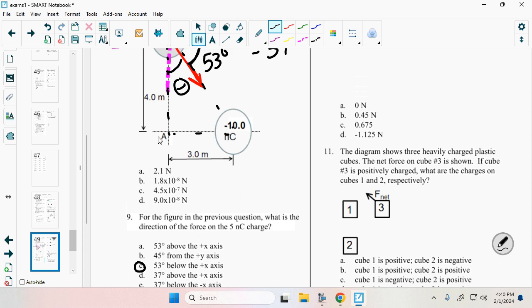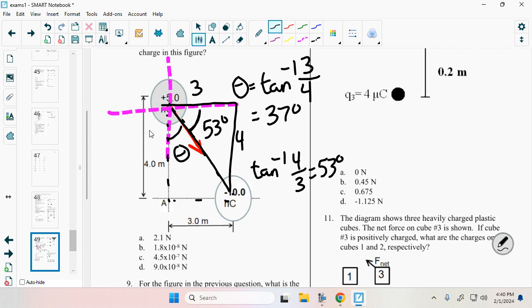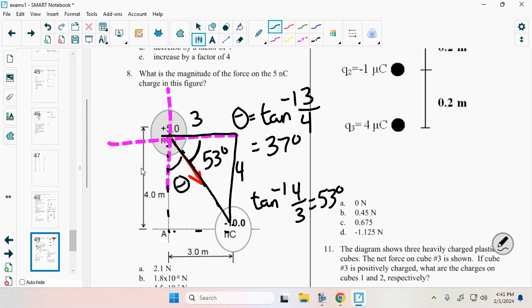So can I make a triangle with? Yeah, you could have made a triangle. You could have made this triangle right here, and this would have been 4. And to find that, you would have said the inverse tan of opposite over adjacent. How are you measuring the angle? In this one, I wanted to know the angle of the force on the 5. But as I said, there are several ways to express it.